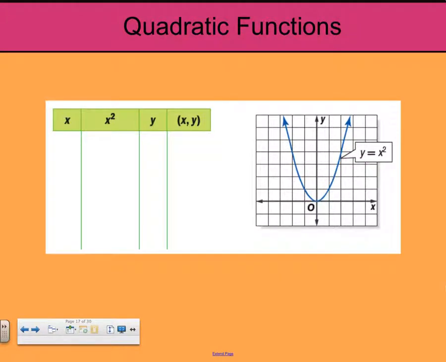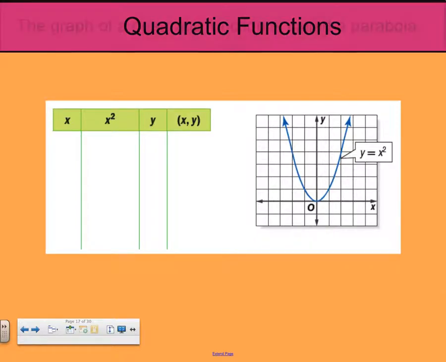Today in class, we learned about quadratic functions. We've spent much of the time this year learning about linear equations, linear functions, and the main characteristic of something that is linear is that when it is graphed, it has a straight line. Quadratic functions are very different.